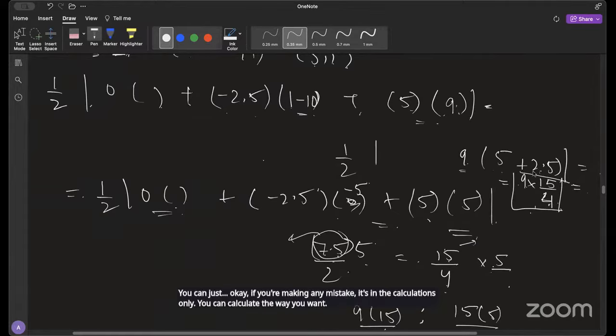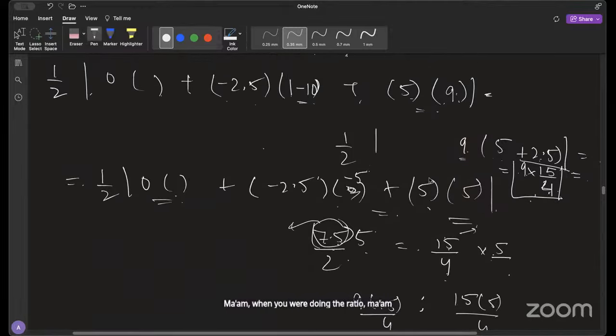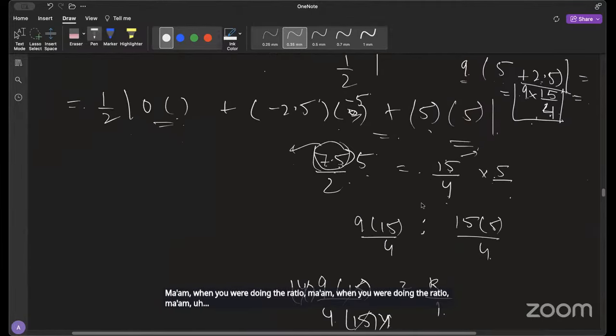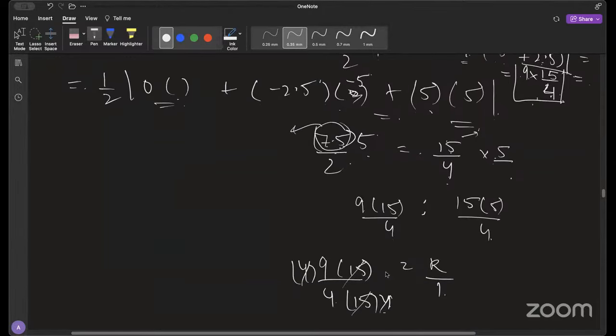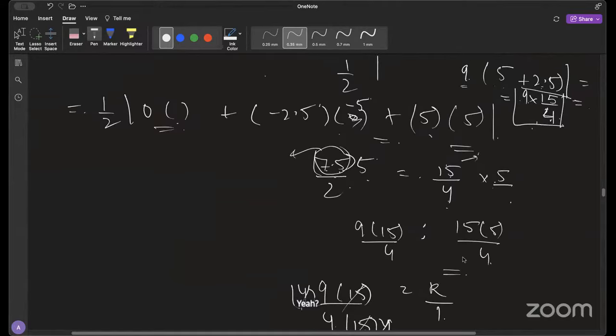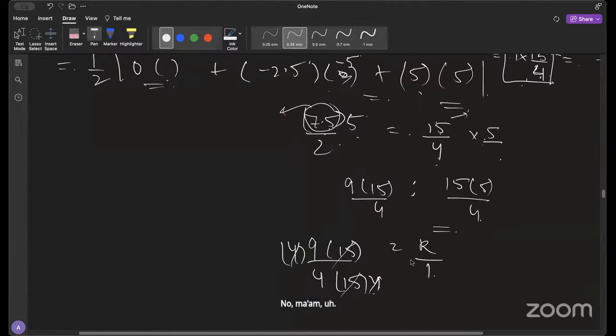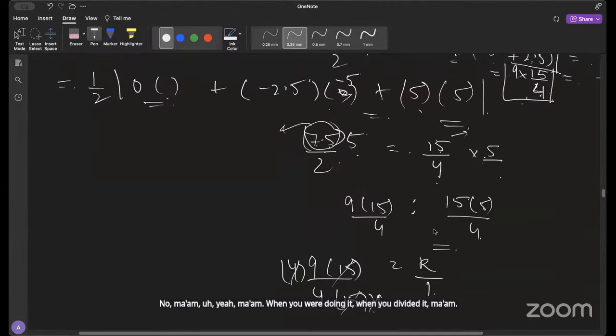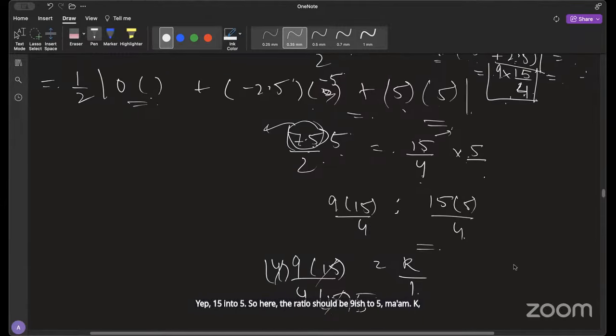Ma'am, when you wanted it to be in fractions, when you were doing the ratio, it has to be 9 by 5, na, ma'am. When you divided it, here you wrote it upon 15 upon 5. Like in the denominator, it should be 4. So here the ratio should be 9 is to 5, ma'am. The value of K should be 9 is to 5.